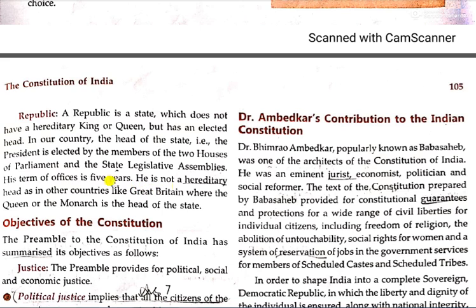He is not a hereditary head as in other countries like Great Britain, where the queen or the monarch is the head of the state. In India we do not have any such hereditary head. The president is elected every 5 years.